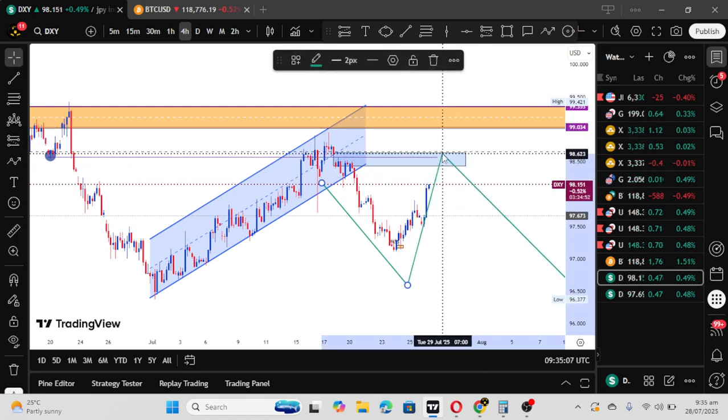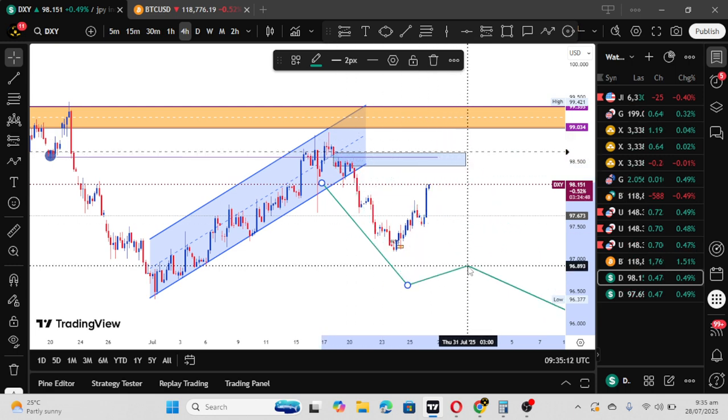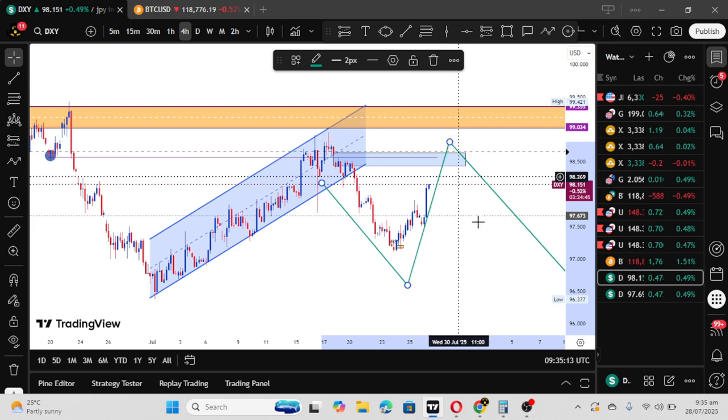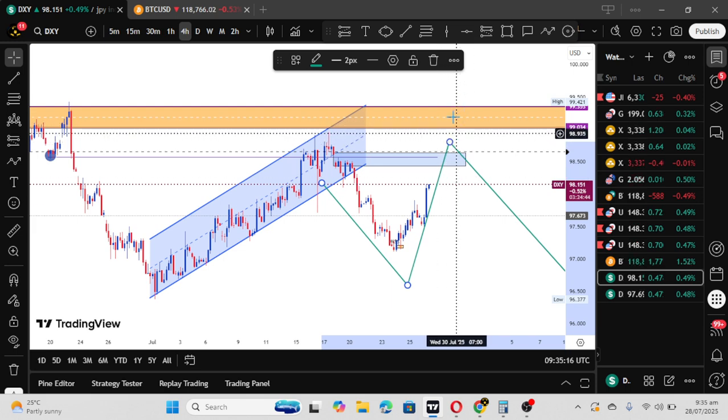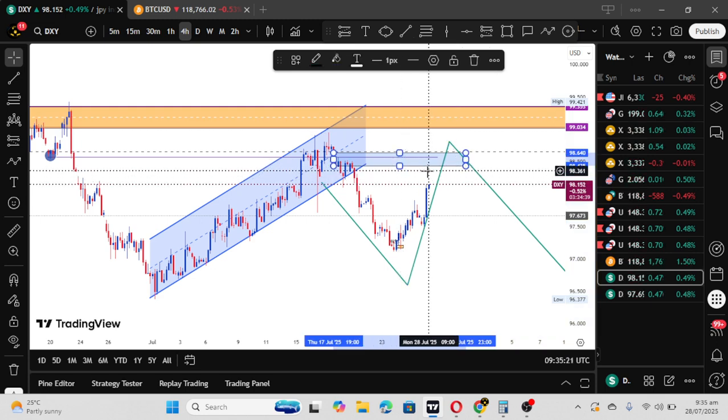So this is the first zone I'm targeting. You can see there's a space here. Once this space is covered, then we can see a sell off from that zone. Maybe it will give us some wick to touch this zone, but this particular one is my main zone.